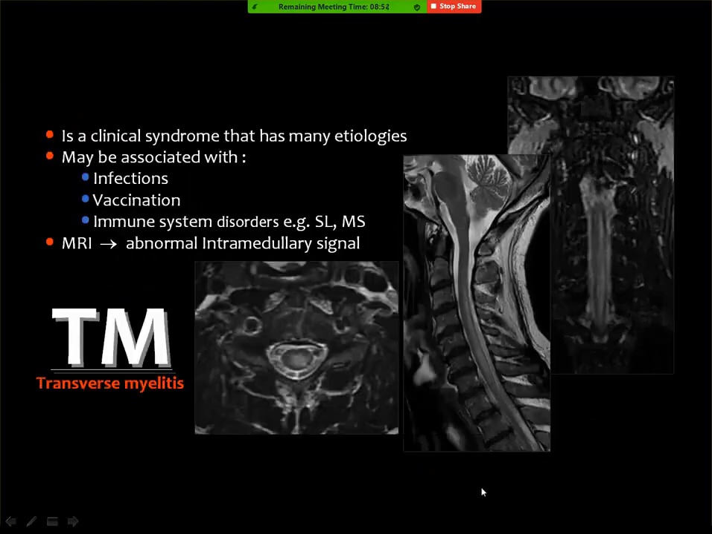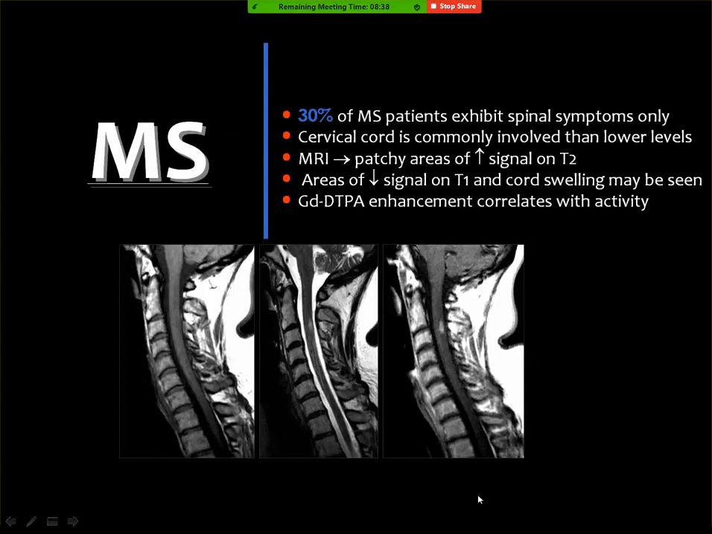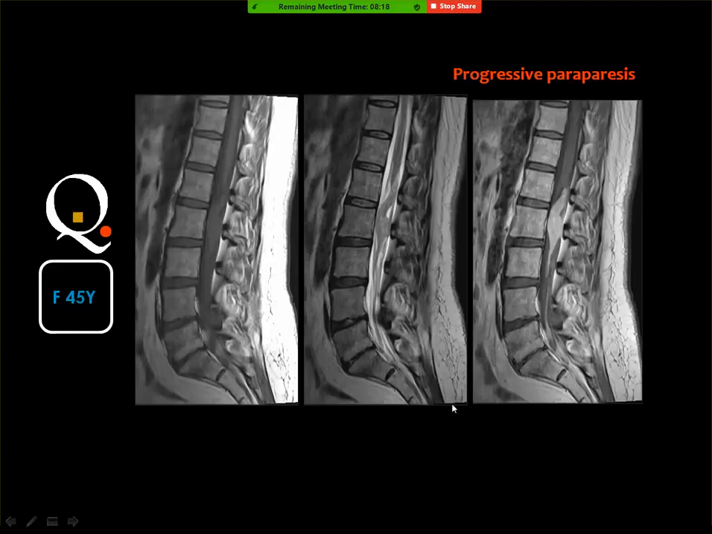What are the causes of transverse myelitis, or the causes of abnormal signal inside the spinal cord? Infection, autoimmune disease, and MS. There are a lot of lesions, and this is just an example of an MS lesion. It is not seen in the T1 and is seen in the T2, and whenever it enhances, you consider the possibility of activity, because enhancement of MS lesions indicates activity.